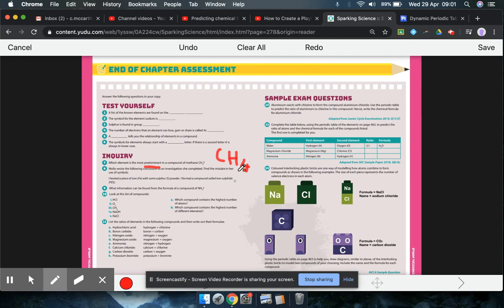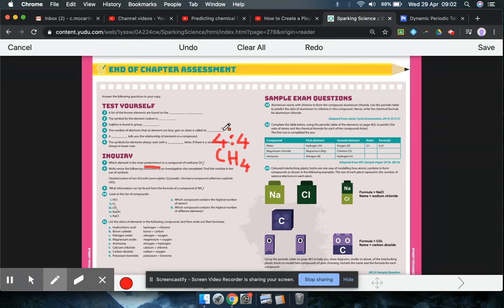So the valency of carbon is 4. Now remember, if I want to have a balanced chemical formula, I would make sure that I have the same number on this side of the ratio. We can see here they chose 4 hydrogens to match with this, because 4 electrons will bring these 4 electrons up to 8.